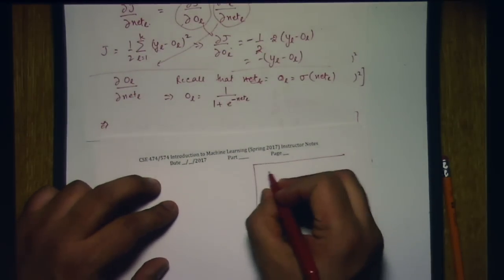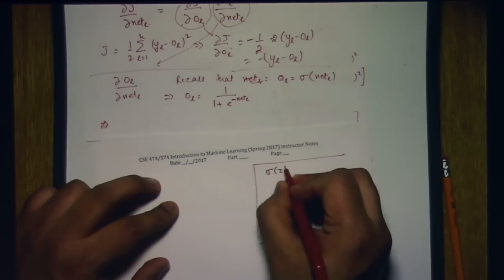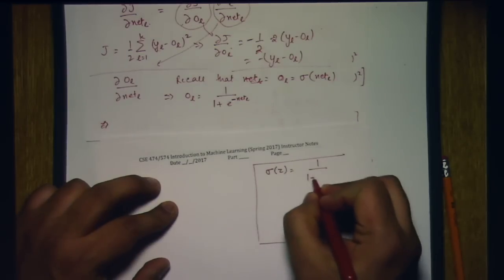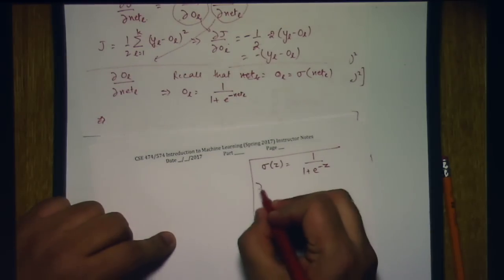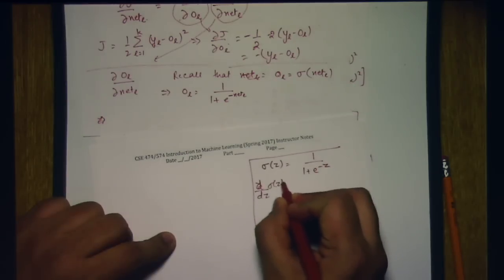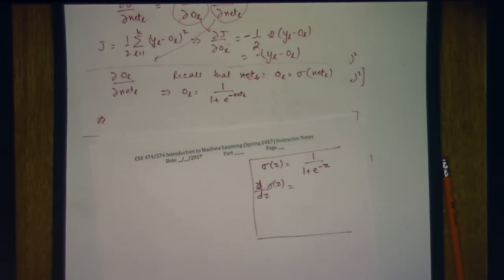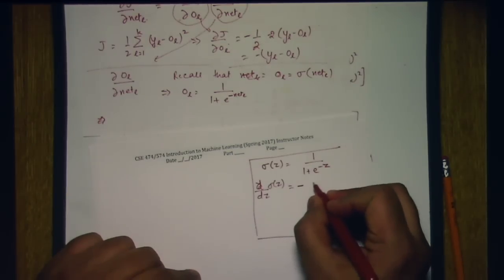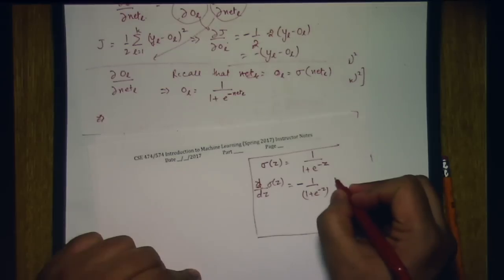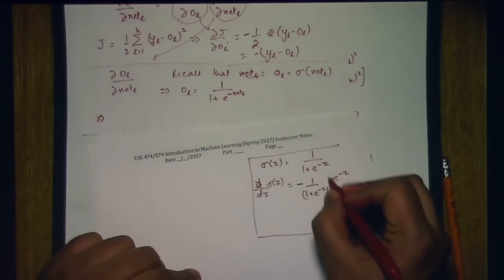So let's say you have any function, right? Let's say you have the function sigmoid of z is 1 over 1 plus e power minus z, right? So what will be d by dz of sigmoid of z, right? That will be just minus 1 over 1 plus e power minus z, whole squared, times e power minus z, times minus 1, right?